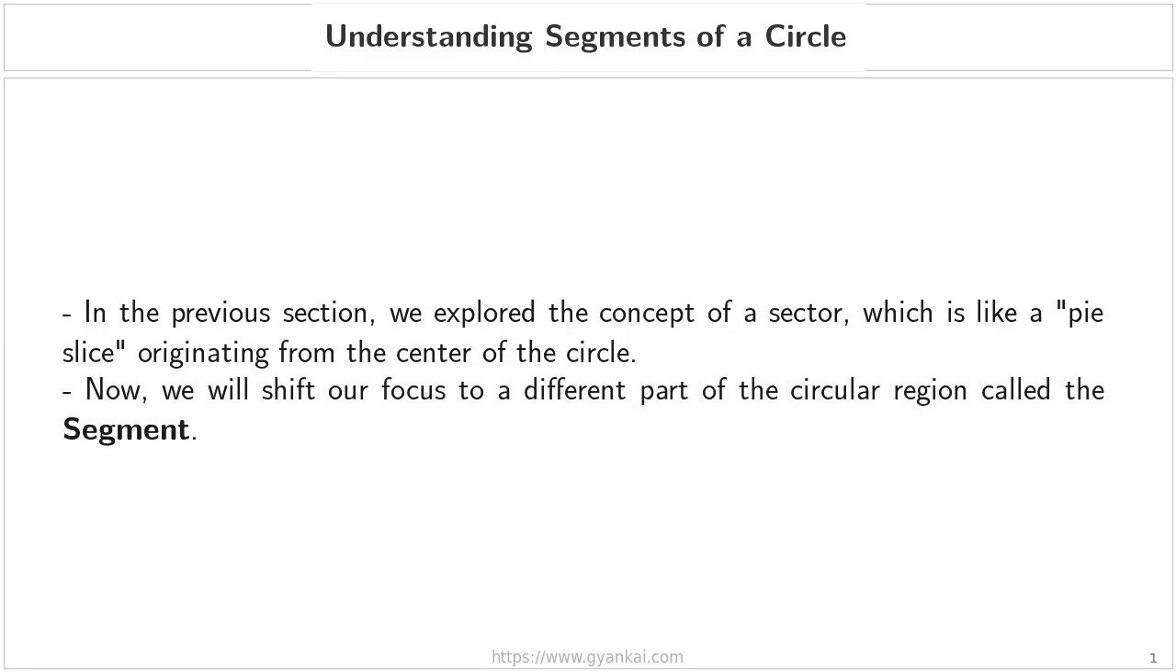Now, while sectors are very important, they aren't the only way to divide a circle. Today, we are going to shift our focus to a different part of the circular region, known as the segment. Over the next few slides, we will look at how a segment is formed and how it differs from the sectors we studied previously.